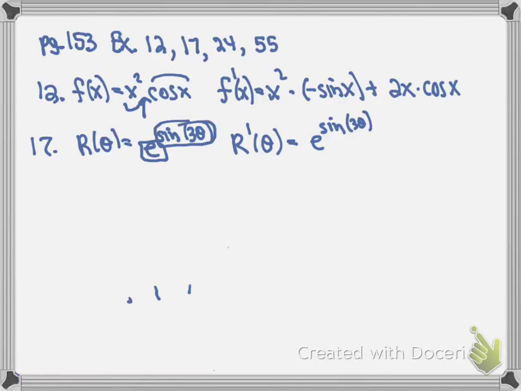So I take the derivative of sine 3 theta. The derivative of sine gives me cosine of 3 theta. Now you multiply by the derivative of 3 theta, which is 3. And we can leave it like that.